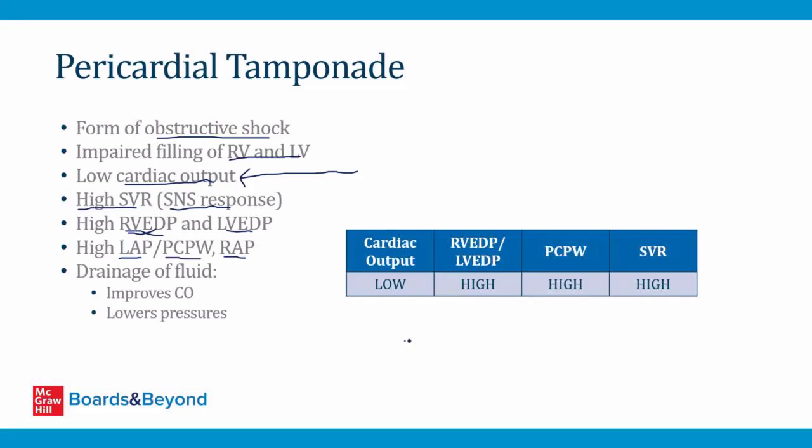And so I've summarized this information here on the slide. This is what you want to know. The pericardial tamponade for Step 1. These are the kind of things they're going to ask you. Make sure you understand the reasoning behind all the items listed on this table. And then finally, when you drain the fluid from around the heart, you take away that constriction of the ventricles. That improves the cardiac output and it lowers the pressures in the chambers.